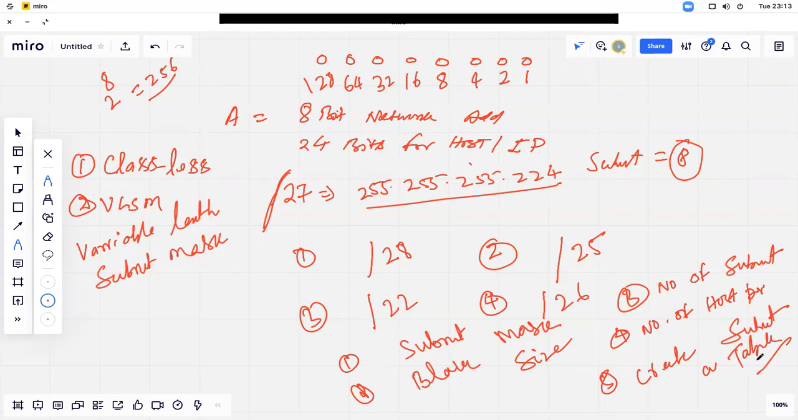Are you getting this point? So what you need to do: first, you need to access the subnet mask, then the block size, third, the number of subnets, and fourth, the number of hosts per subnet. And finally, you need to create a table.